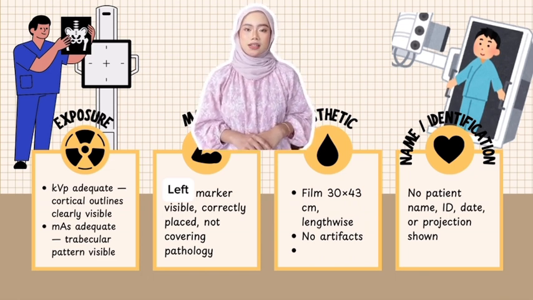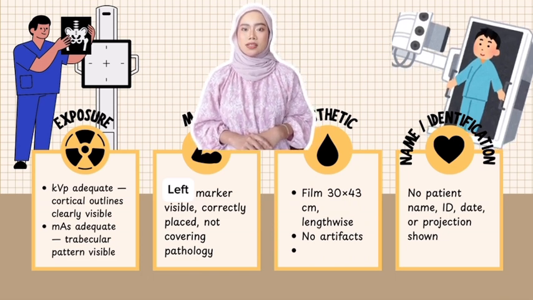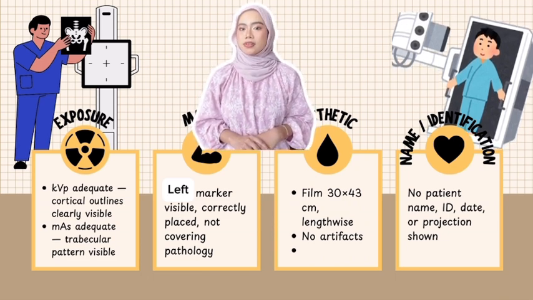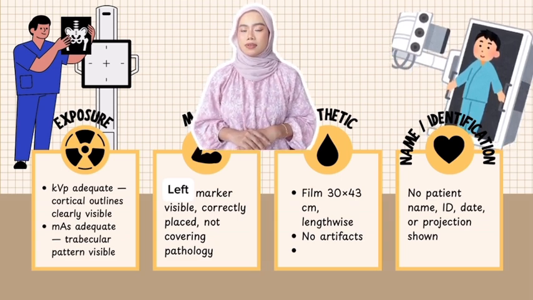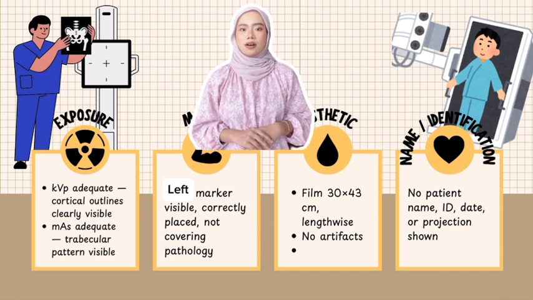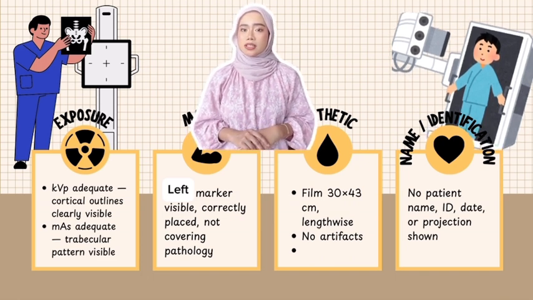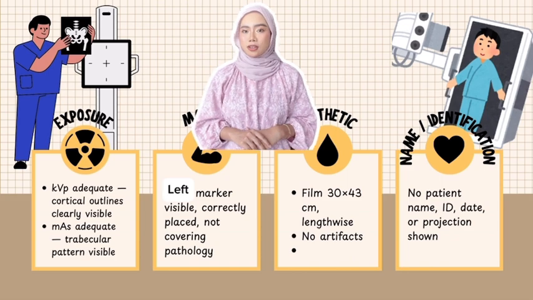And for the aesthetic, the film used is 30 x 43 cm, which is lengthwise to demonstrate all the structure of interest. There is no artifact found on this radiograph. And for the name, there is no name, ID, date, or any projection information displayed. Thus, this radiograph is rejected and needs to be retaken.